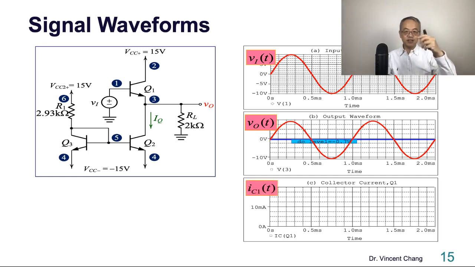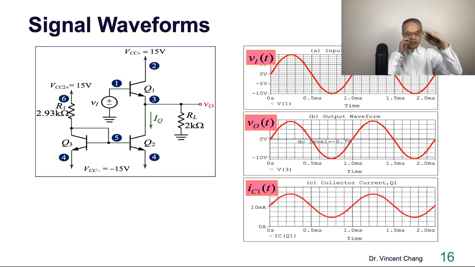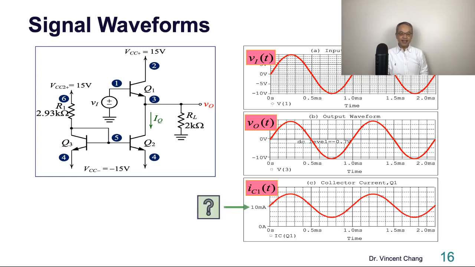And then let's move on to what about the collector current? Remember this? The collector current of Q1. When you have the sine wave, the sinusoidal signal, then it's still a sinusoidal signal. And then what's the DC level of the collector current IC1? Why is it 10 milliamp? Why the quiescent DC current? The quiescent DC level of IC1 is 10 milliamp.